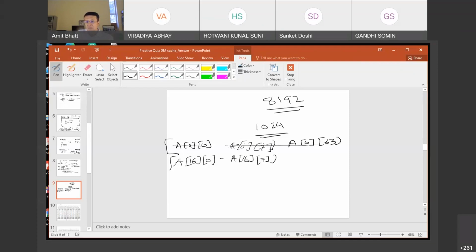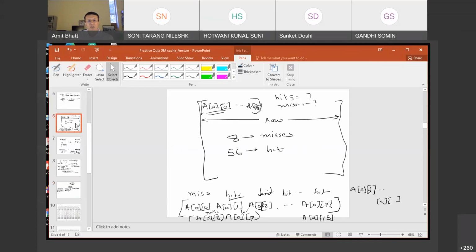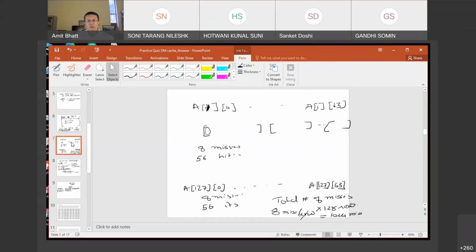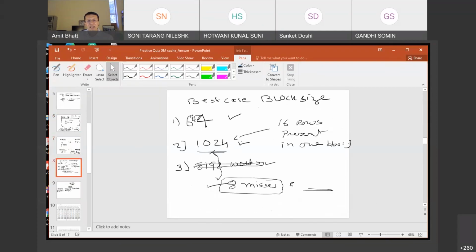Sir, here the block size is 1024, right, sir? No. That was the original, that was the problem I said for the best case scenario. What would be the best case scenario if I have this large number? So this was the best case scenario, but we are not talking about the best case scenario now. That problem is over. Now we are going back to the original thing.